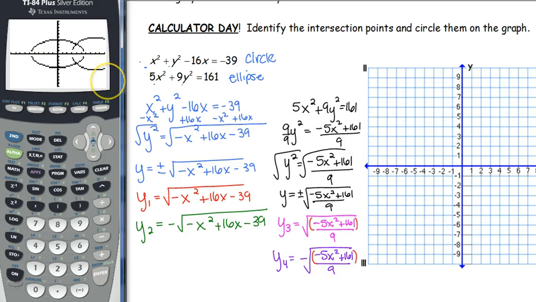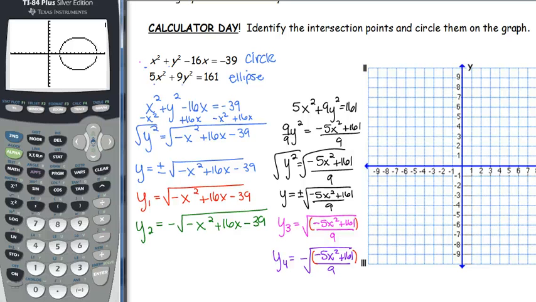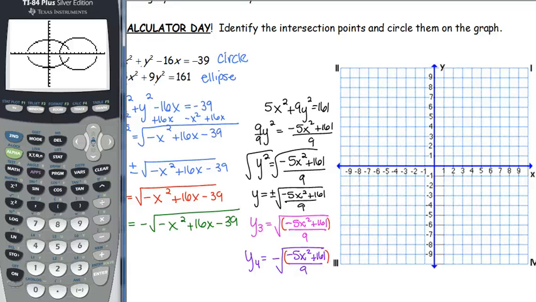And I see that my graph is cut off just a little bit, so I'm going to change my window. I'm going to move my x's over. I'm just going to move it over to, let's see if 15 is enough. Okay. From here, we want to go ahead and sketch what our graph is going to look like. We know that we have a circle and we have an ellipse.